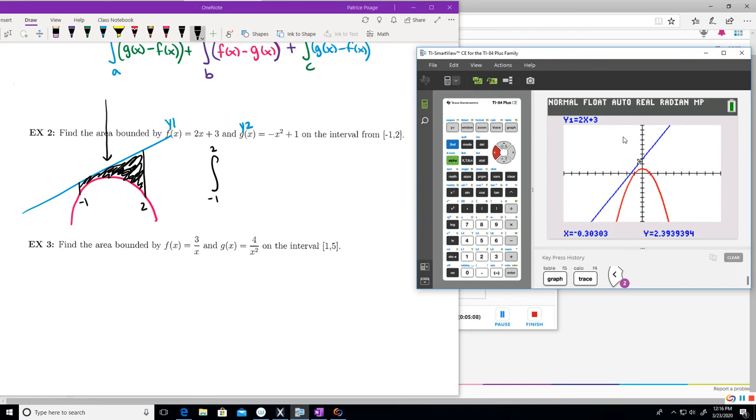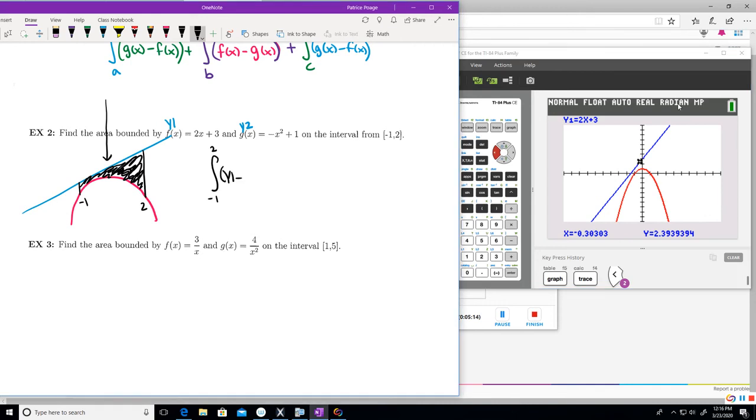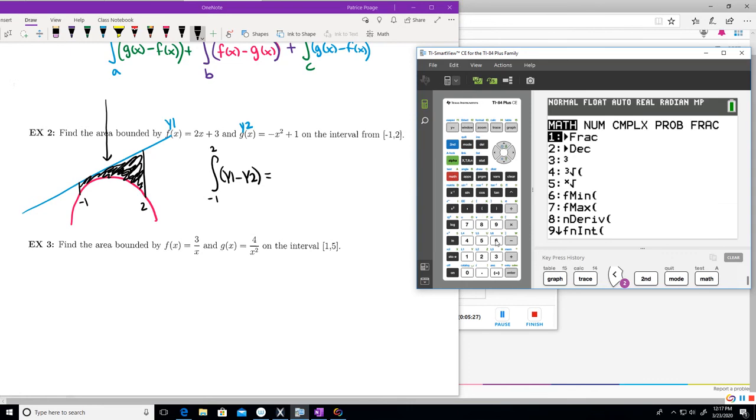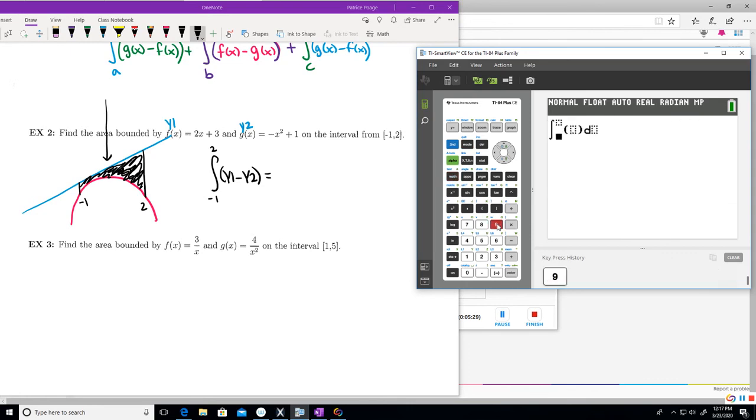So the top equation, if we came from the top of the paper down, our top equation is y1, and our bottom equation is y2 in this case. And I'm writing it like that because it'll be easier to type it in my calculator this way. So I'm going to hit second quit. I'm going to go to math, number 9, from -1 to 2. And right here, I'm going to type in y1 minus y2.